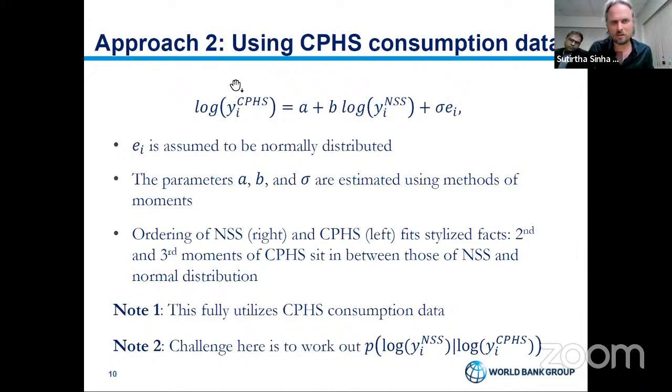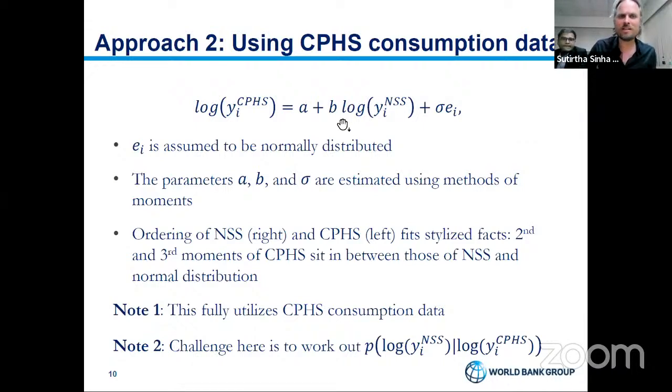So we evaluate the expected value on both sides of this equation. The expected value of log CPHS consumption equals A plus B times the expected value of log NSS expenditure plus 0. We do the same with the variance, and we do the same with the third moment. We evaluate it on both sides of the equation. That ultimately gives us 3 moment conditions. And given that we have 3 parameters to identify, we have everything we need.